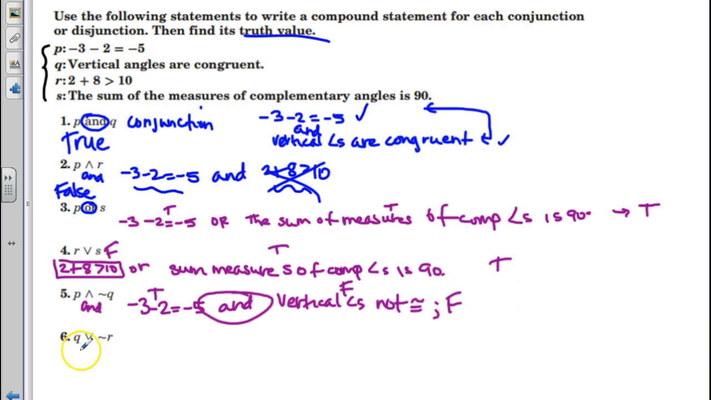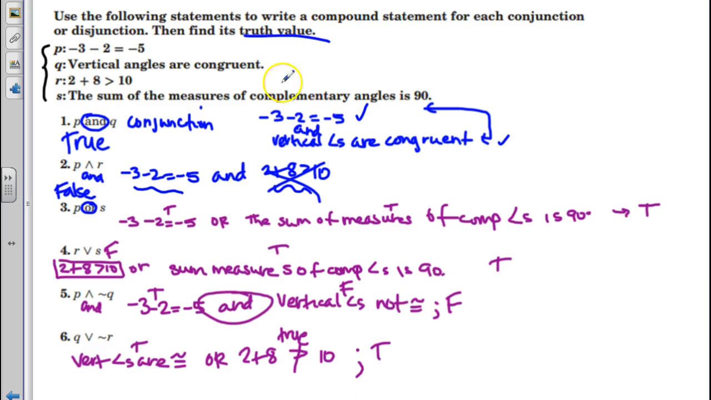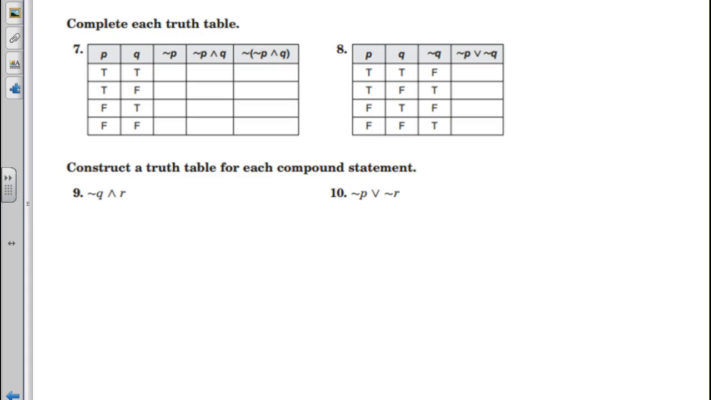Now let's look at the next one. Q, vertical angles are congruent. That is true. And not R. So 2 plus 8 is not less than 10, which is true. They are both true. This is an or. They are both true, so this is true. Hopefully that made sense.